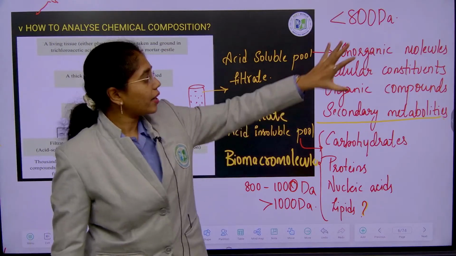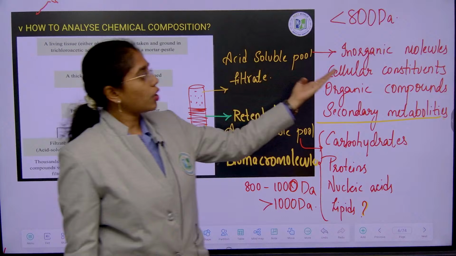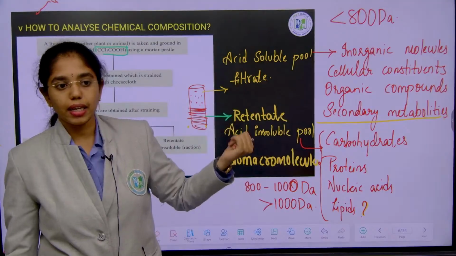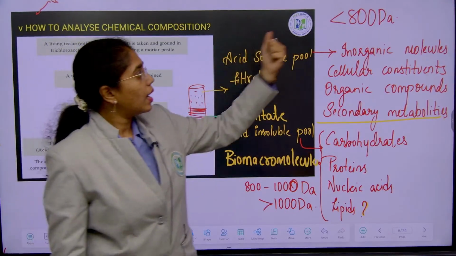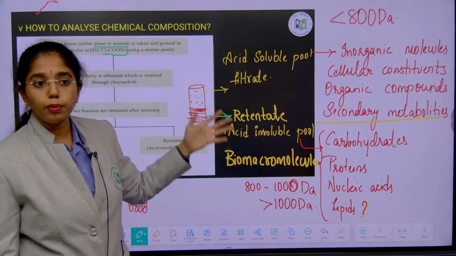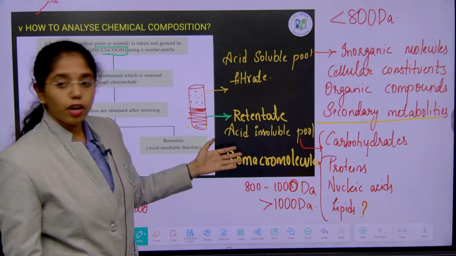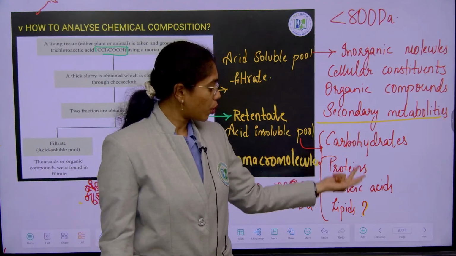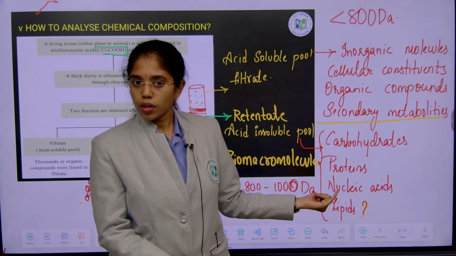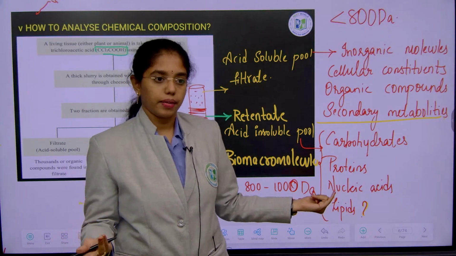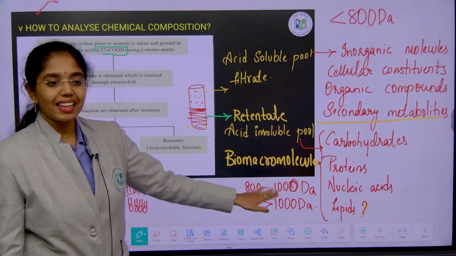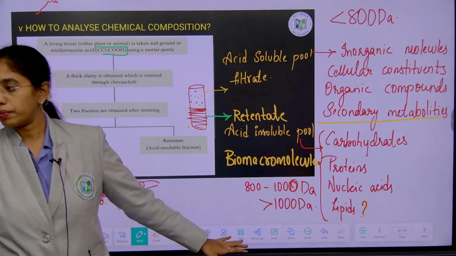What are the molecules that you can see in the filtrate? You can see inorganic molecules, cellular constituents, organic compounds and secondary metabolites whose molecular weight is less than 800 Daltons. And here if you observe, in acid insoluble pool or retentate, you can see biomacromolecules like carbohydrates, proteins, nucleic acids, lipids. These are the biomolecules inside a living organism, right? Those which we are consuming daily, right? And their molecular weight is more than 800 Daltons or more than 1000 Daltons. Any of the statements is correct only.